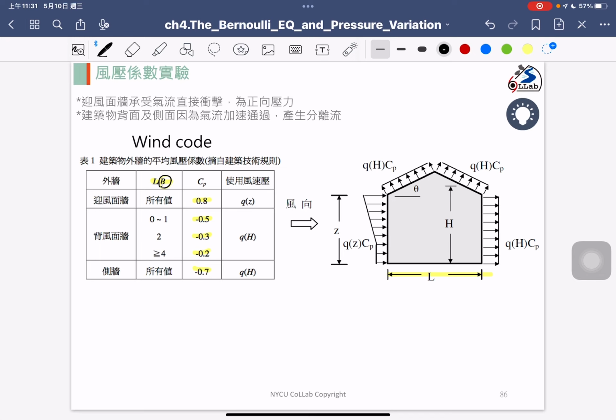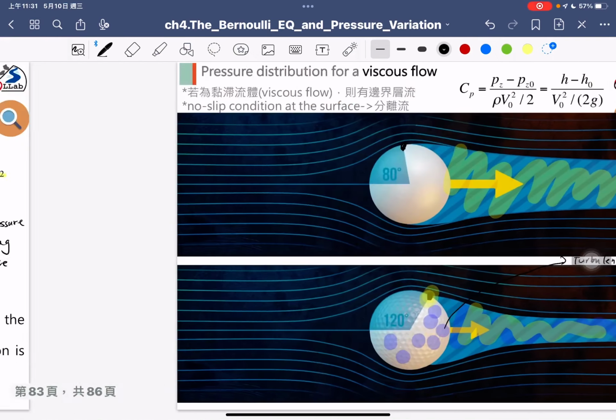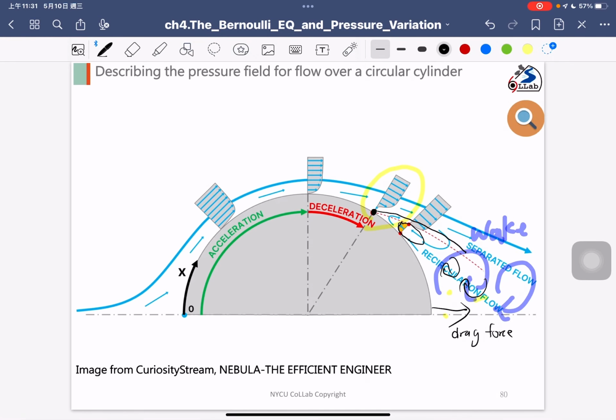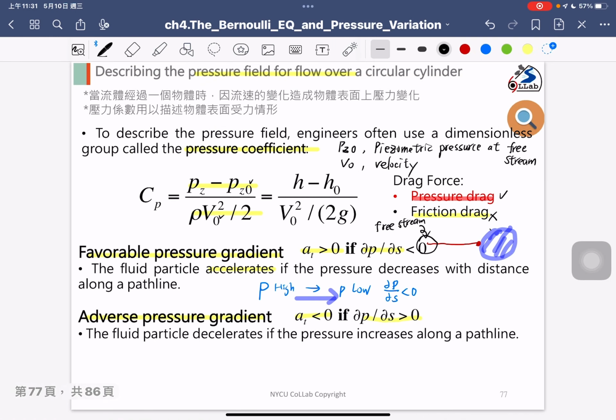Okay, so that's why I introduced the pressure coefficient, because if you go back to see the defined equation, all the parameters shown in the pressure coefficient are related to the Bernoulli equation. We just put the piezometric pressure on the top, and the bottom is the velocity pressure. And the sum of all items in the Bernoulli equation will satisfy a constant value.